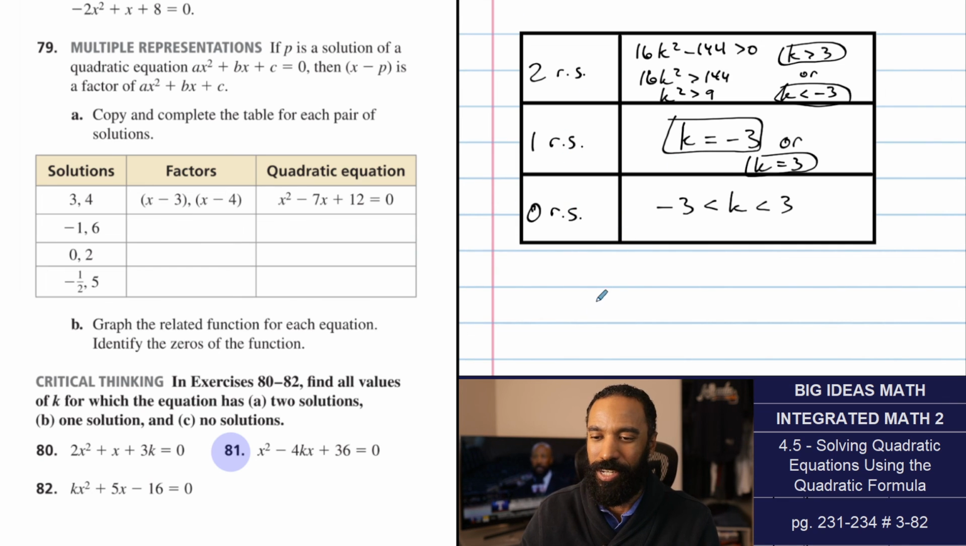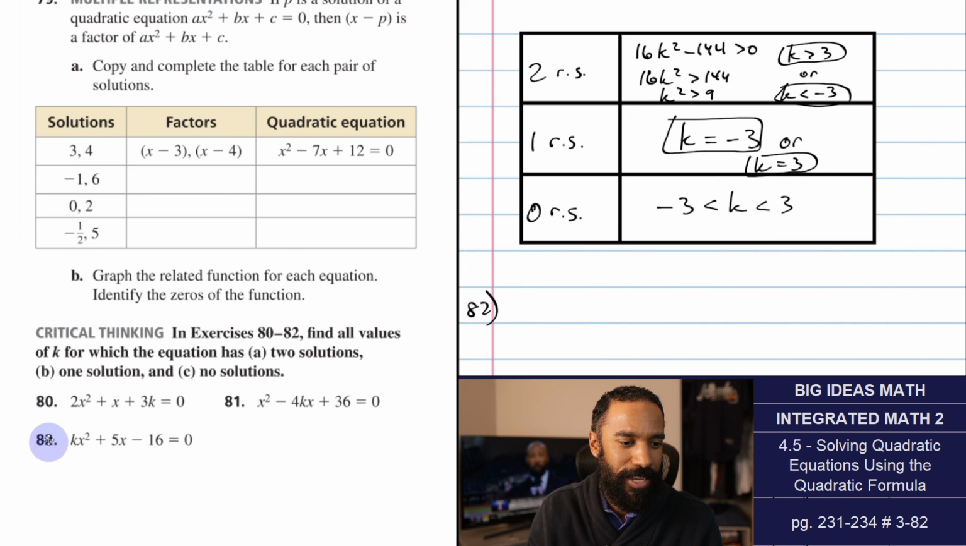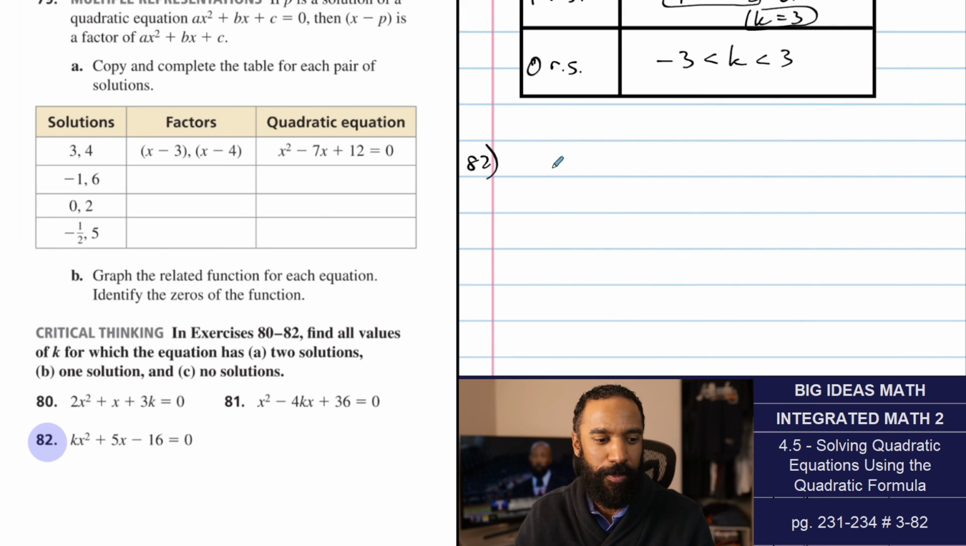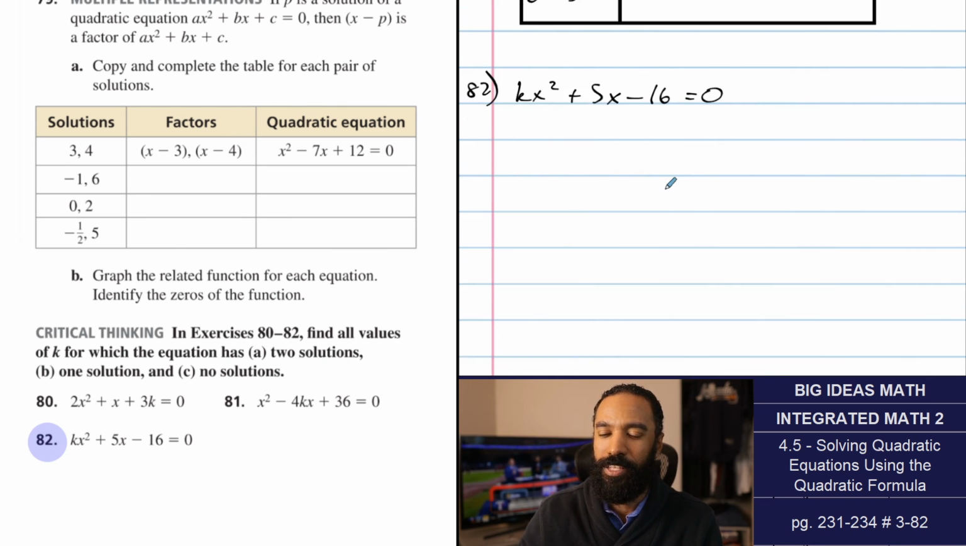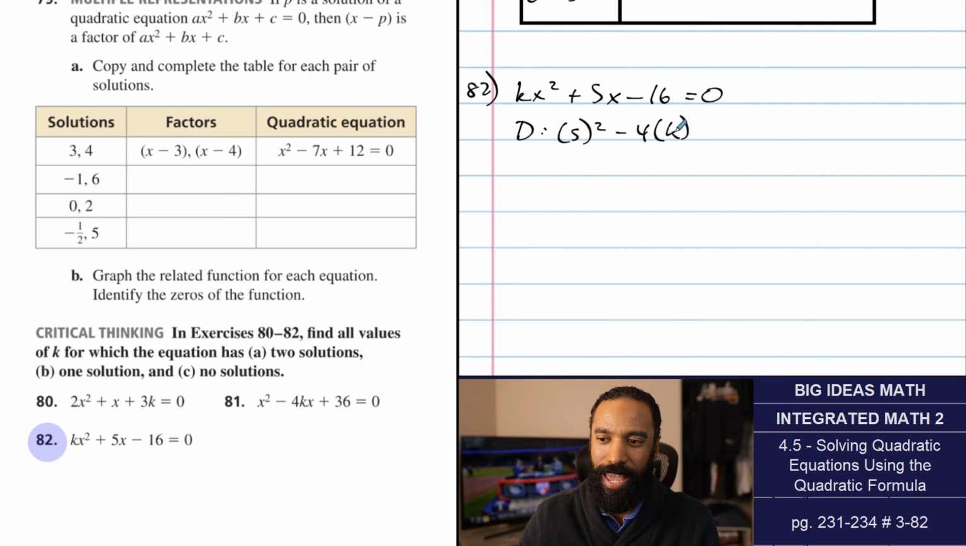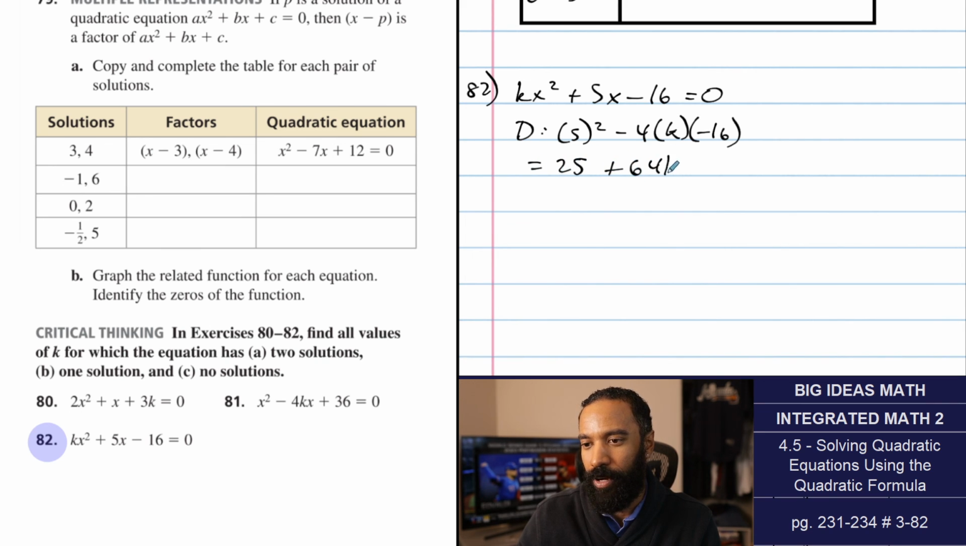I got one more question, number 82. So now it's about k x squared plus 5x minus 16. This one would not have a factorable set, so I'm not really sure how to explain it. So that's why I'm going to use the discriminant. Kx squared plus 5x minus 16 equals 0. Let's use our discriminant of b squared minus 4kc, which is 25 plus 64k.